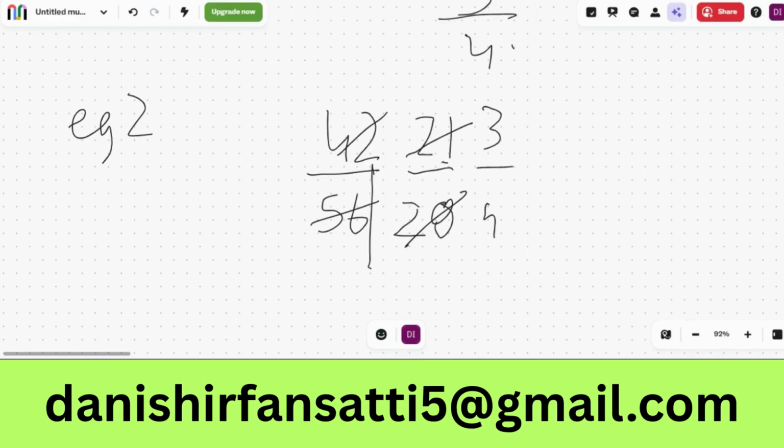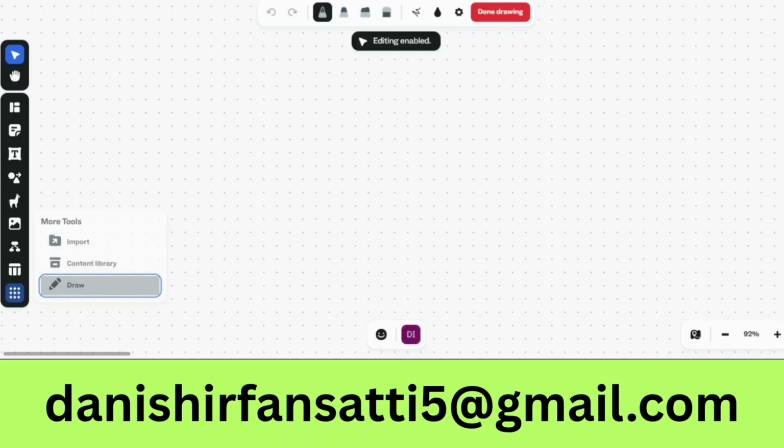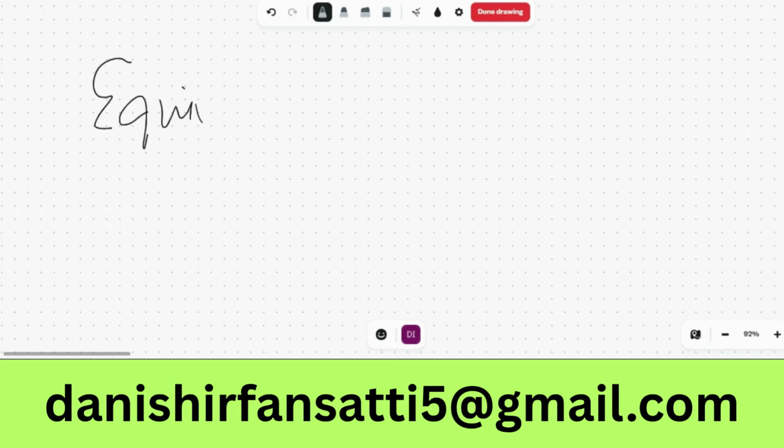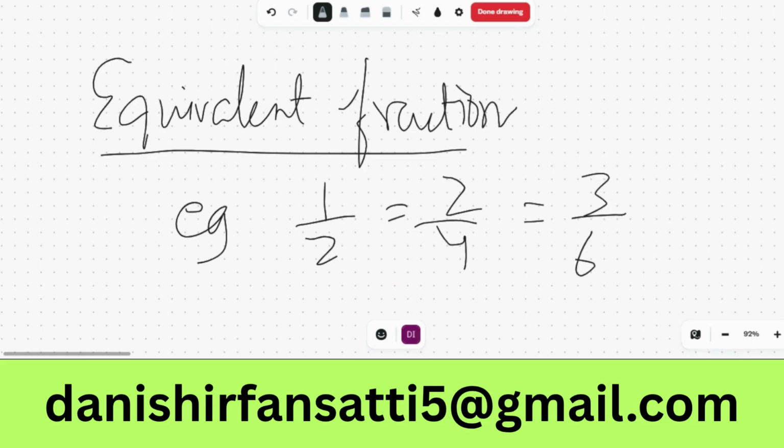Now we are going to talk about the equivalent fraction. So what is an equivalent fraction? Multiply or divide the top and bottom by the same number. For example, equivalent fractions are 1 by 2, 2 by 4, or 3 by 6. If we simplify all of them, they will give us 1 by 2. So that is the simplified form of the fraction.